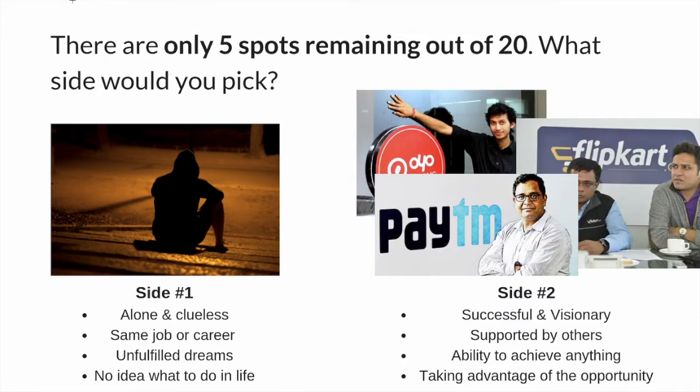Or do you want to pick side number 2, which is of a successful and visionary entrepreneur, supported by other people, looked upon in society, with the ability to achieve anything that they want, and take advantage of the opportunity that we have inside of India right now? So which side would you pick? Would you pick side number 1 or side number 2? Because if you pick side number 2, please note there are only 5 spots remaining out of 20 to book this phone call right now. I just checked and the spots are reducing.